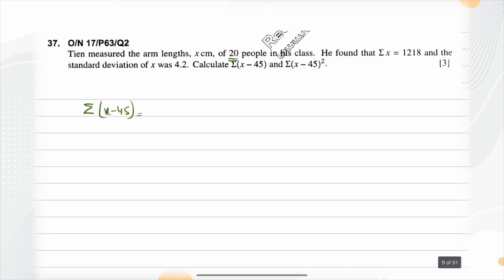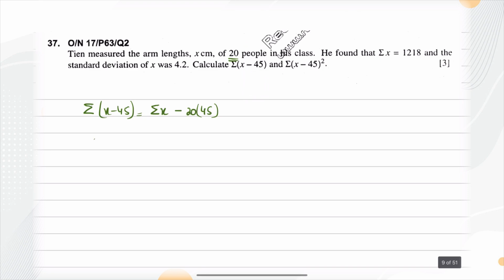So the breakup of summation x minus 45 basically means that you have summation x, and from summation x, you're subtracting 45. And how many times are you subtracting 45? You're subtracting it 20 times. Why? Because you're subtracting 45 from the length x centimeter of 20 people. And as a result, what do you end up with? Well, in fact, that's what you have to find out.